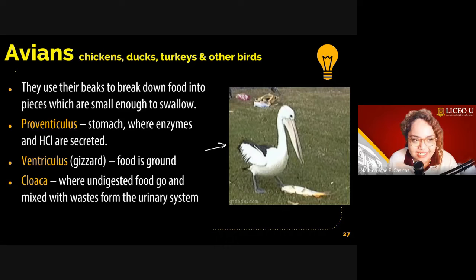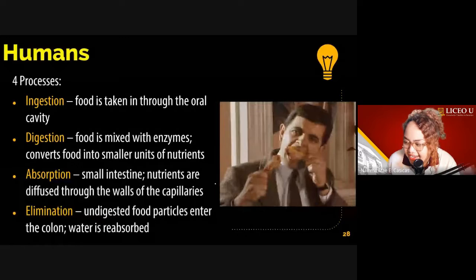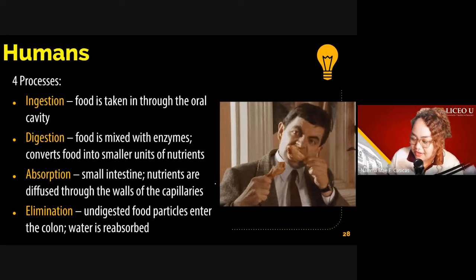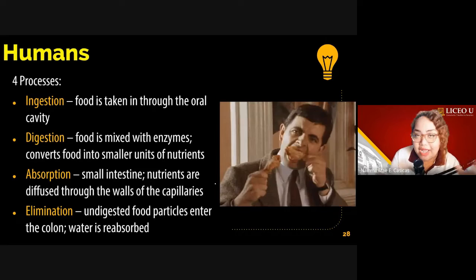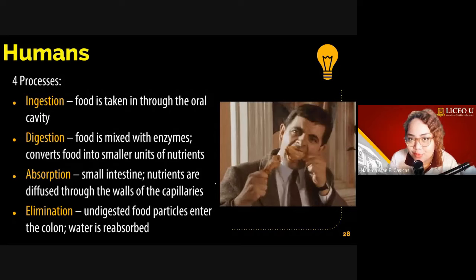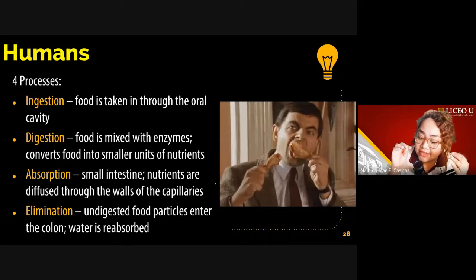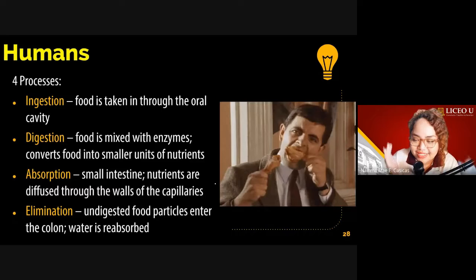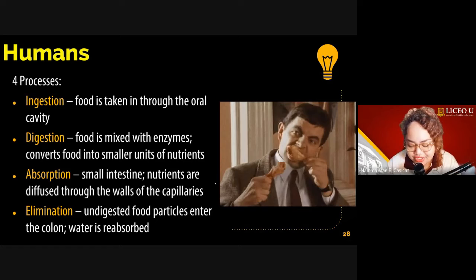What happened? Okay. And for us humans, we have four processes in digestion. We have ingestion, where we eat the food. And then we have digestion, where your hydrochloric acid, together with the enzymes, breaks down the macromolecules from the food that we eat. Not only the macromolecules, but also the minerals and the vitamins. Then absorption, which largely happens in the small intestines, where nutrients are diffused to the walls of the capillaries. And these nutrients are taken from the small intestines into the bloodstream. And then elimination, wherein we poop out what is not necessary or not used during the digestion process.